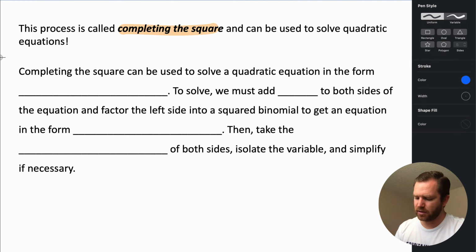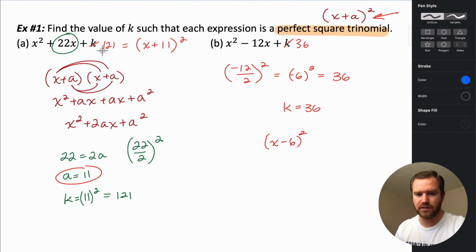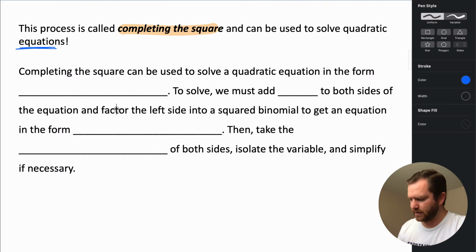We can use it to solve quadratic equations. Now, it can't solve all quadratic equations. It solves them for a very specific form. Again, we're talking about quadratic equations, not just expressions, so there's going to be an equal sign in these. These quadratic equations will be in the form of x squared plus bx equals c.